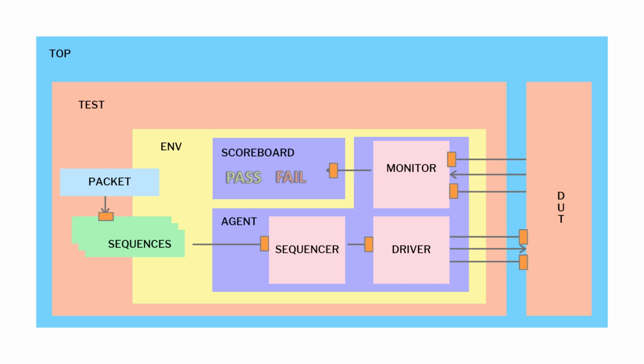The monitor will keep monitoring the inputs and outputs to and from the design. It will send the respective inputs and outputs from the DUT to the scoreboard. The scoreboard will determine if the design passed the test or not. One by one sequences will be sent to the design and the scoreboard will keep checking if any of the sequences fail. If all the sequences passed, then the design is said to be error free.